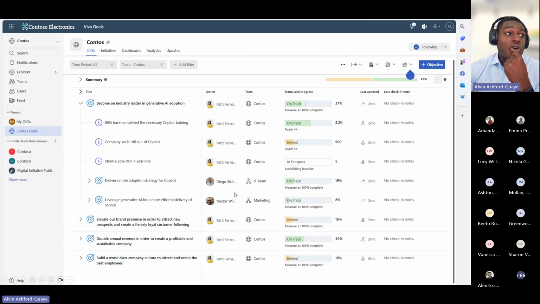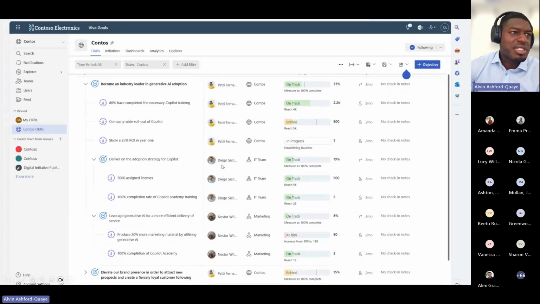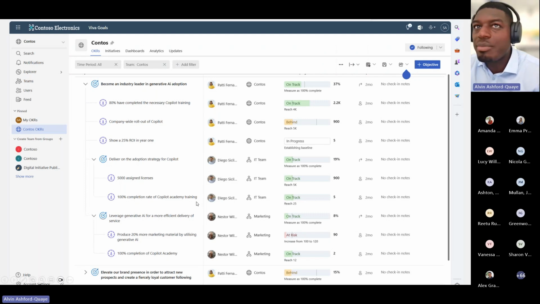What I've got here is I can show you that the IT team and the marketing team have built their objectives directly from the company objective of being an industry leader in generative AI adoption. And what we're saying here is for the IT team, their objective, as you can see here, led by Diego, is to deliver on the adoption strategy for Copilot. That is 500 assigned licenses and a 100% completion rate of the Copilot Academy training.